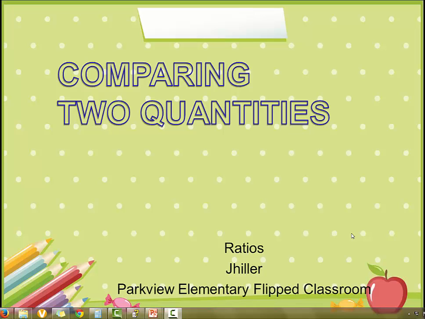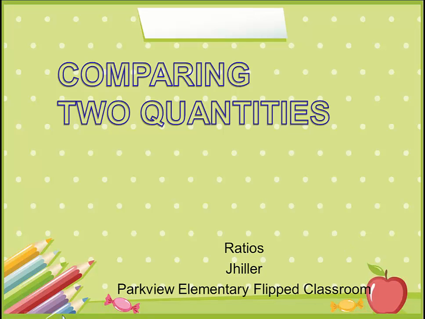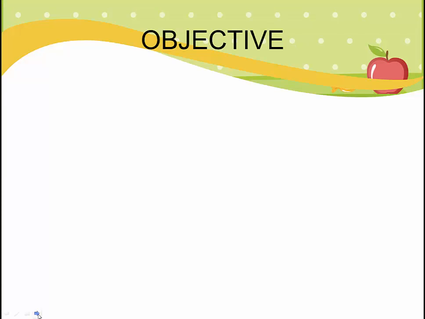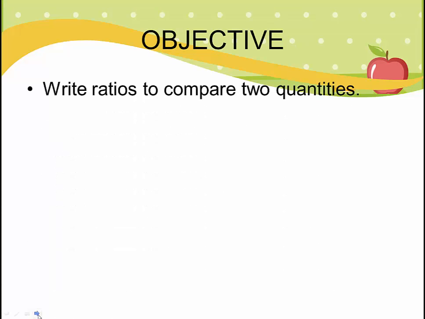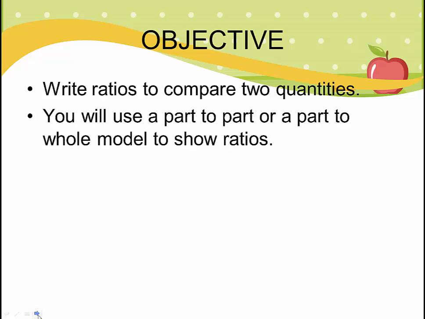Today we're going to talk about comparing two quantities, ratios. Here's your objective. You're going to be able to write ratios to compare two quantities. You will use a part-to-part or a part-to-whole model to show ratios.